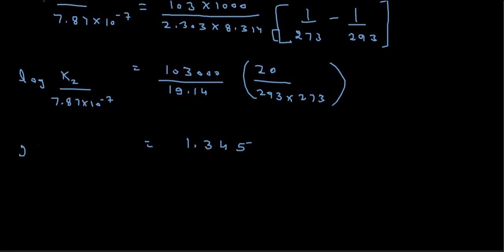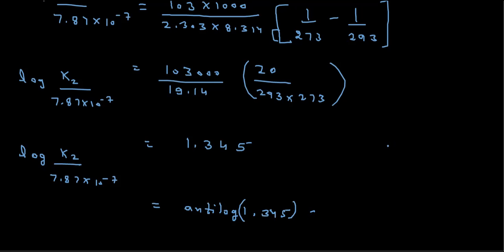And this is log K2 by 7.87 into 10 to the power minus 7. When the log comes to this side, it becomes antilog 1.345. Suppose in the question it is already given to you: antilog 1.345 is 22.13. So this antilog of this value is equal to 22.13.